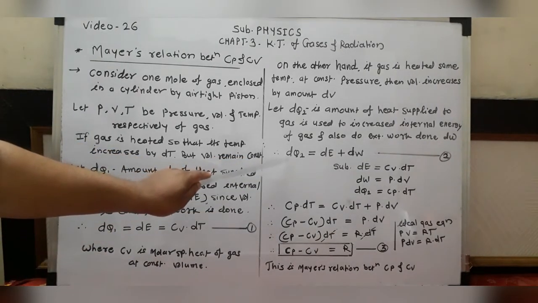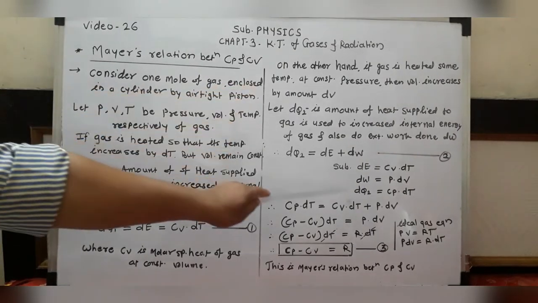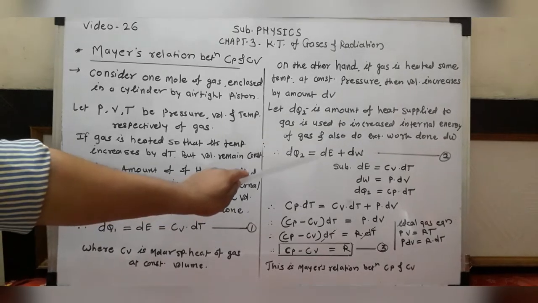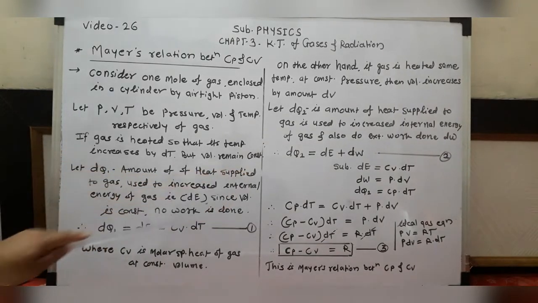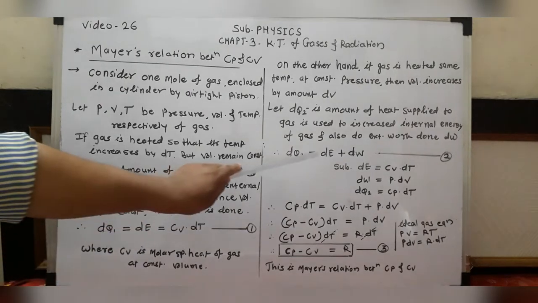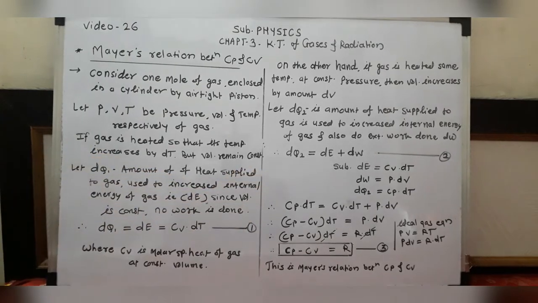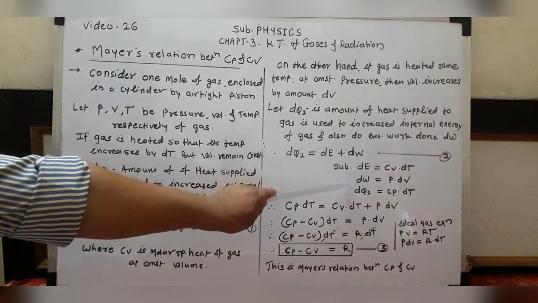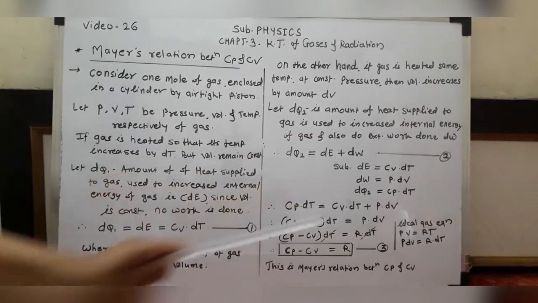dq2 is nothing but, since pressure remains constant, Cp into dT. dE is the internal energy change, which is equivalent to dq1, and that is equal to Cv dT. And dW, the external work done, is the pressure into the change in volume, so instead of dW we can write P into dV.